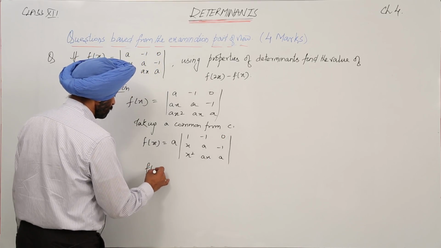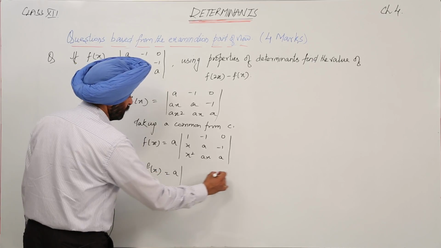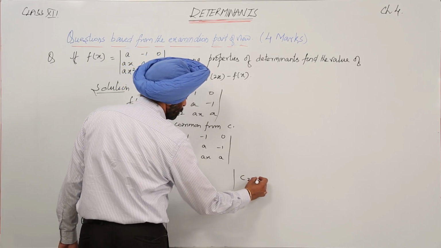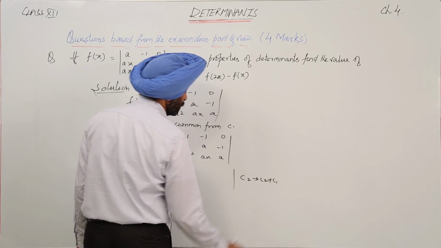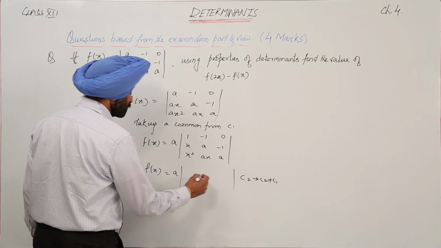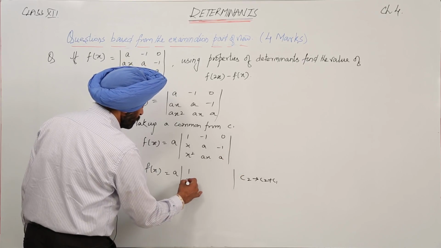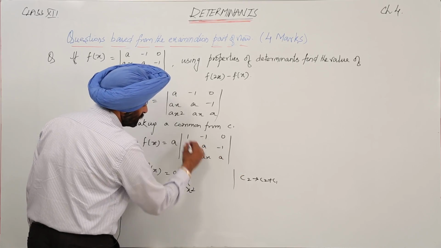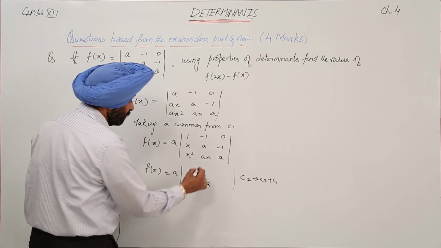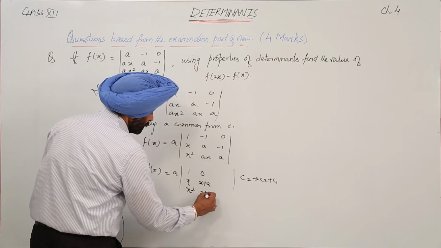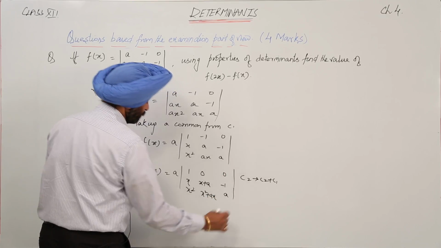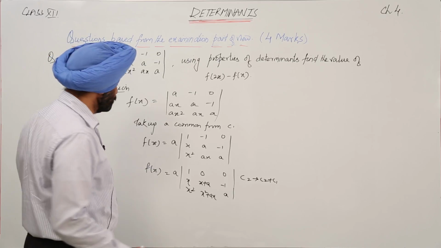Then we are having f(x) is equal to a. Now here I am just operating C2 approaches to C2 plus C1. What the reason is, because minus 1 and plus 1 will become 0. Okay, so C2 we are changing, C1 as it is. Now minus 1 plus 1 is 0, a plus x, that is x plus a, and ax plus x square, and here 0, minus 1, a. Okay, now let's expand it.